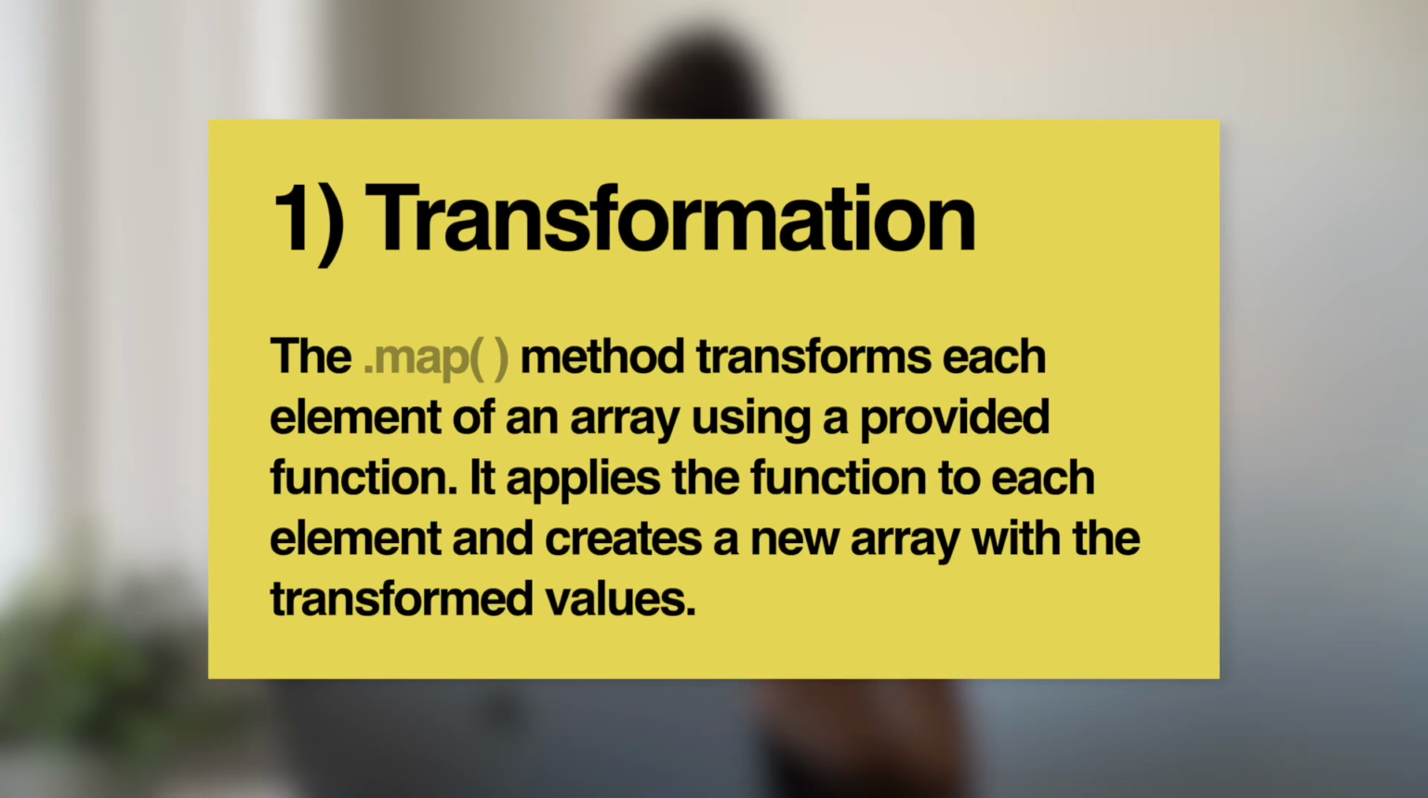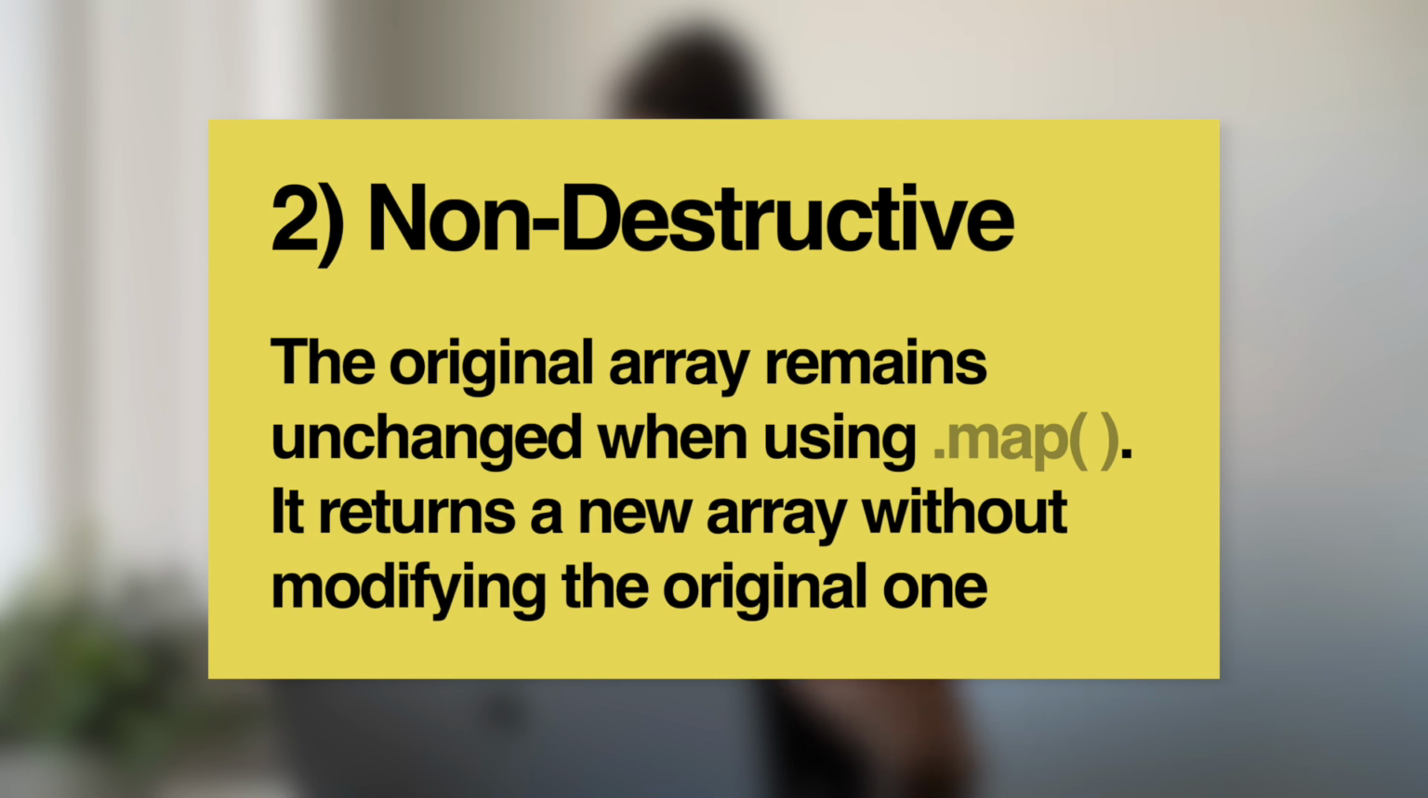Number one, transformation. The map method transforms each element of an array using a provided function. It applies the function to each element and creates a new array with the transformed values. So that's that mapping effect in action. Number two, non-destructive. The original array remains unchanged when using map. It returns a new array without modifying the original one. So using map is safe. It's a safe way to derive a new set of values.